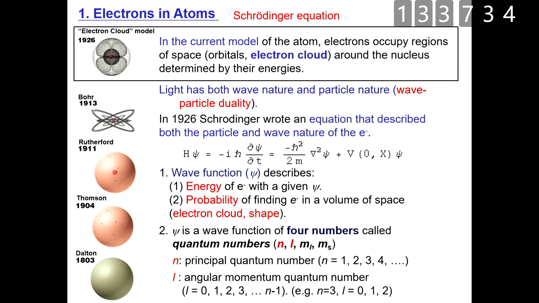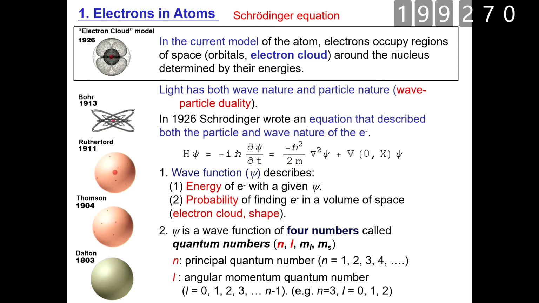And of course, they have energies. Each electron has energy, and different electrons may have different energy. So we can use the Schrödinger equation to represent the movement of electrons.